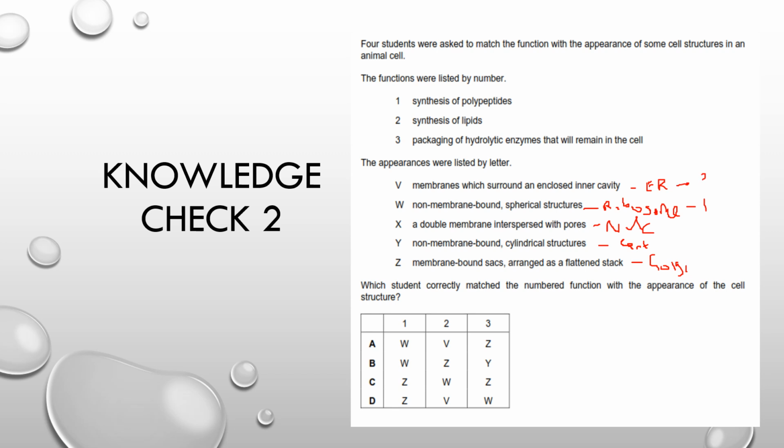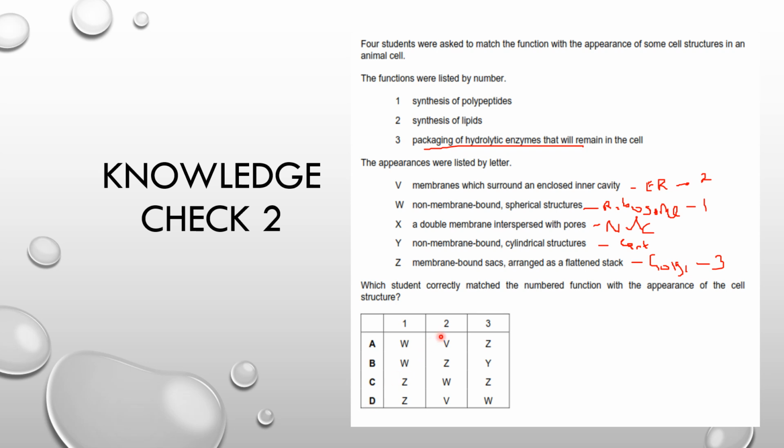And then the third one says packaging of hydrolytic enzymes. The only thing that does that is Golgi, so Golgi goes with 3. So you can see, guys, we have found our answer quickly. You see that 1 is W. 1 is synthesis of polypeptide, and that is done by ribosome. What is the structure of ribosome? Non-membrane bound spherical. So A and B chosen, C and D cancelled.